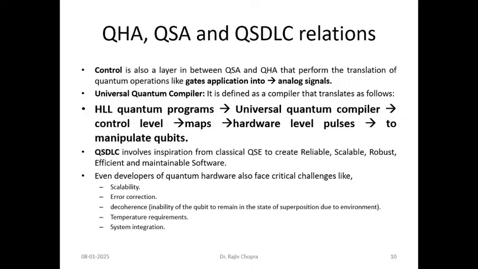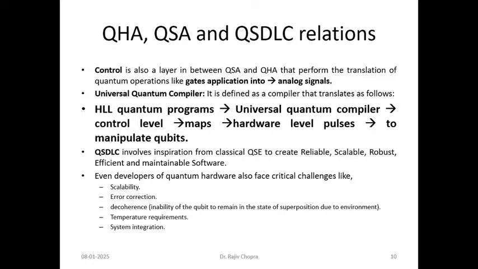Even developers of quantum hardware are facing some challenges like scalability, error correction, decoherence, temperature requirements, and system integration. Decoherence is the inability of the qubit to remain in the state of superposition due to environmental effects like noise and all those things. So a qubit tends to lose its state. Decoherence and all these are challenges that we have to take care of.